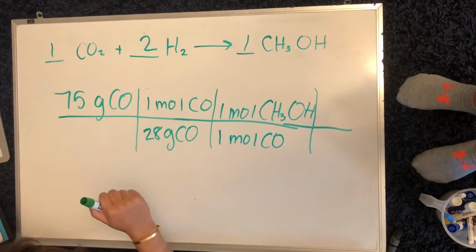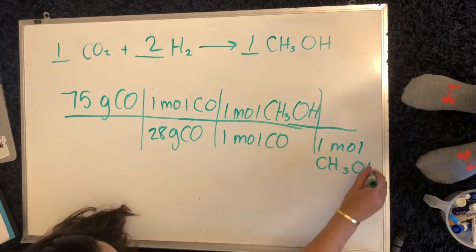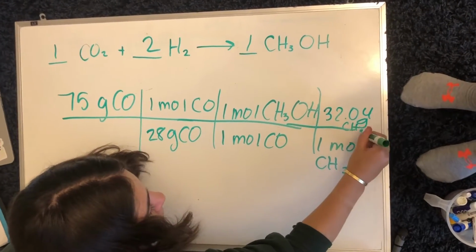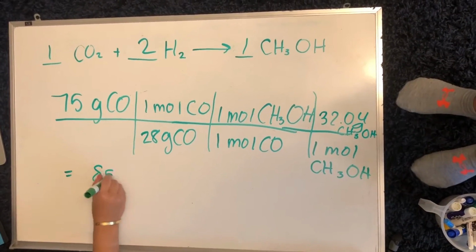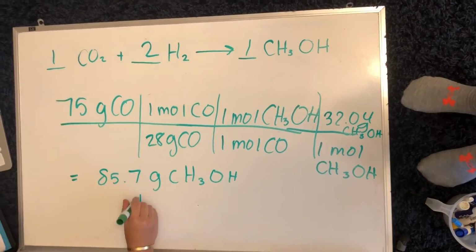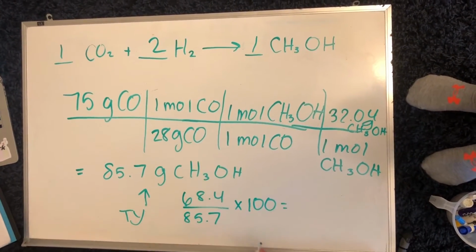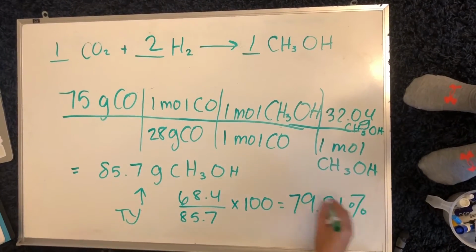First, like we have learned, balance the equation. Next, do a grams to grams problem with what is given in the problem, 75 grams. Now take the actual yield, which is defined in the problem as 68.4, and the theoretical yield, which we found to be 85.7, and divide them. Multiply that number by 100 to get a percentage of 79.8%.